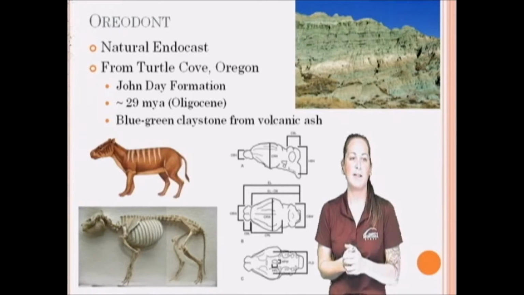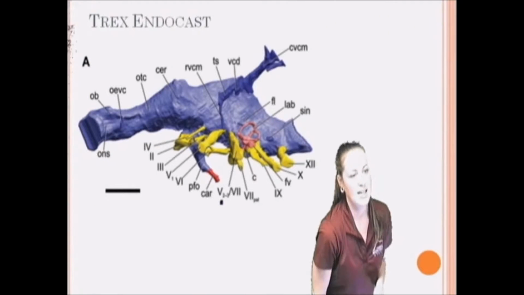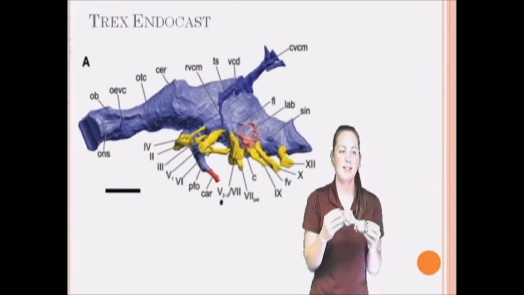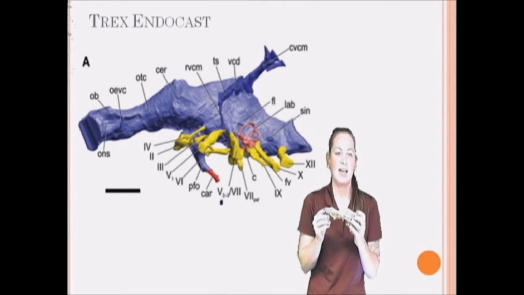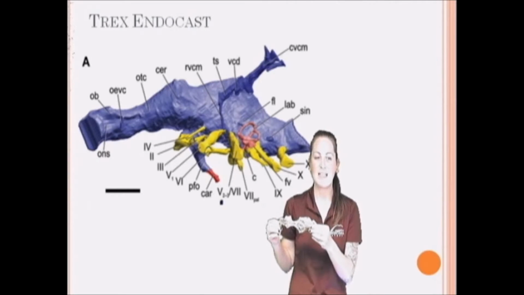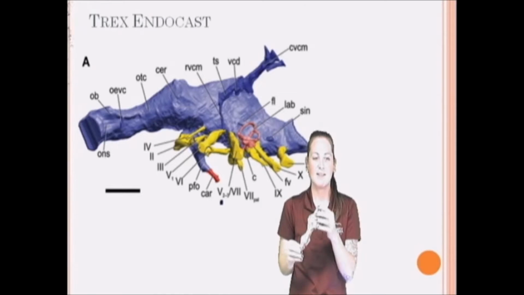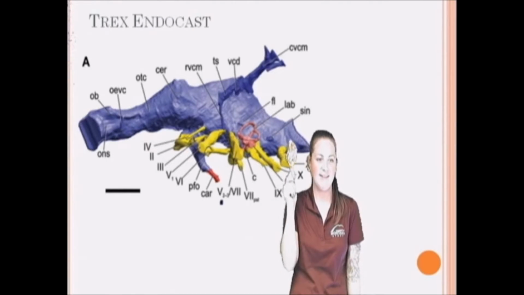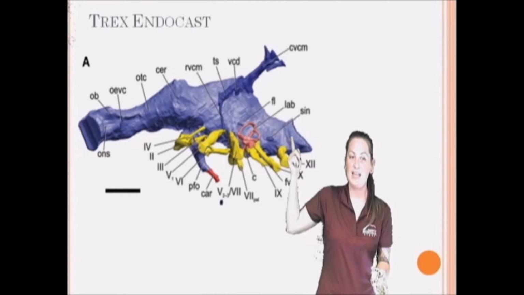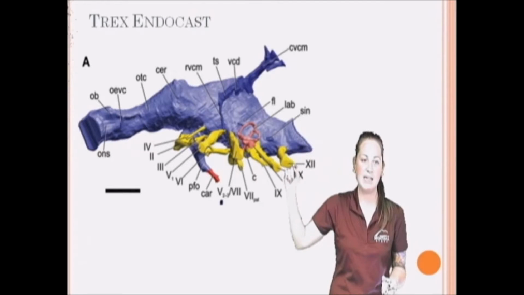The other specimen I have that we're going to look at is T-Rex. So I brought with me a T-Rex endocast, and it's pretty small. Let's just say that. It's kind of unspectacular. It's not very big, as you can see. But I have a CT scan of the endocast from T-Rex, and this was created in 2013.